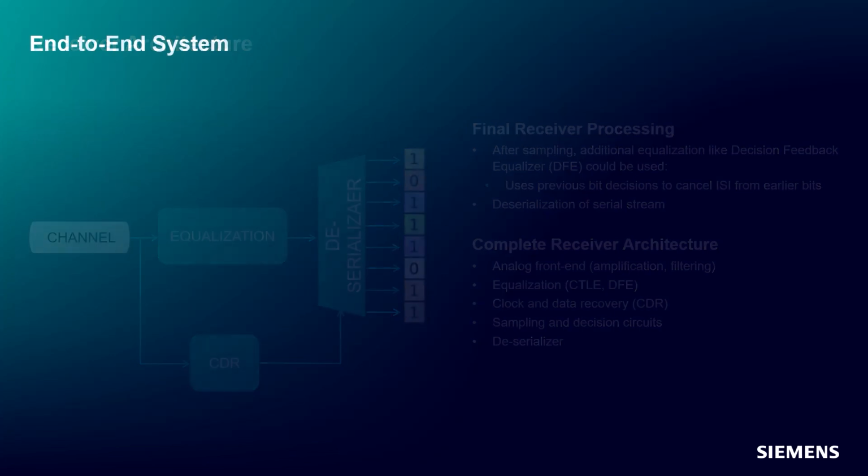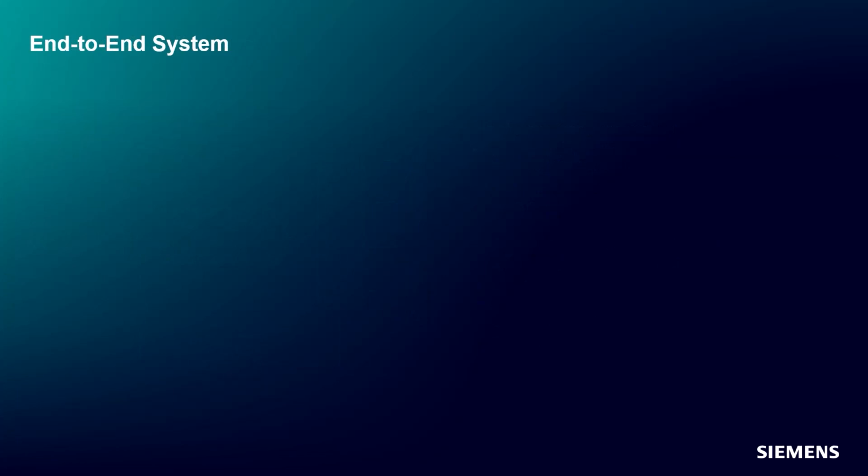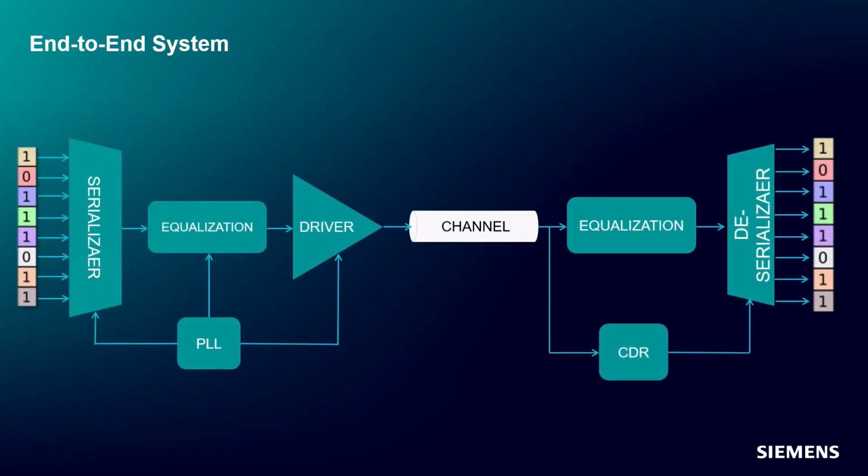Let's step back and look at the entire system. A block of parallel data enters the transmitter. The serializer converts it into a high-speed bit stream, and the driver launches that signal onto the channel. As the signal propagates through the channel, it is filtered in the frequency domain. High-frequency components are attenuated, edges become slower, and intersymbol interference begins to distort the waveform. By the time the signal reaches the receiver, it is no longer ideal.